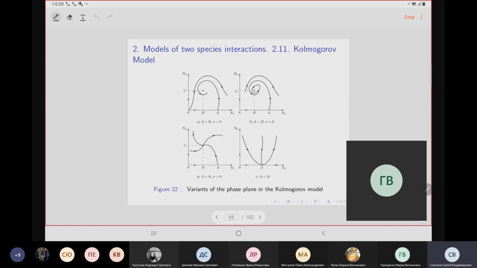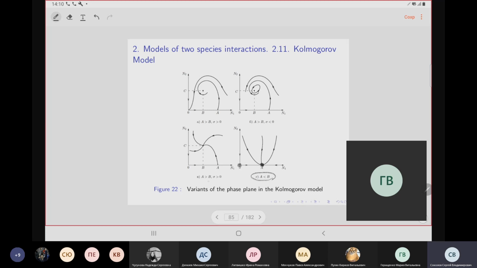So far, there are 3 types of dynamics in the Kolmogorov model. If A is smaller than B, the last situation, there exist only 2 steady states. M1 is stable, and it means that there is no coexistence. In this situation, the predators will go extinct, and then our victims will stabilize near some point.